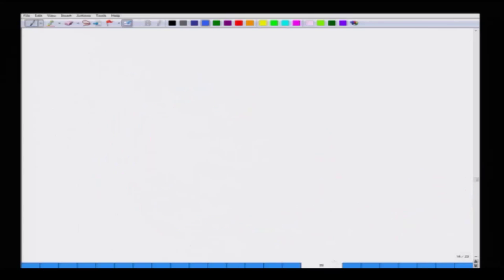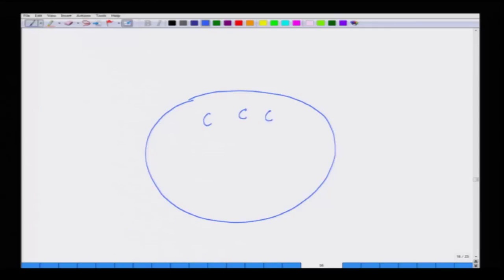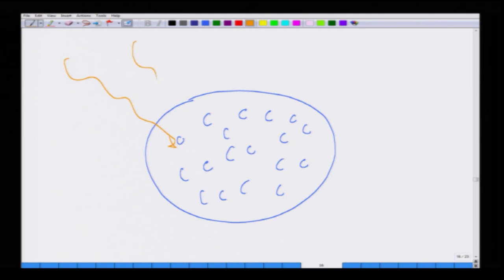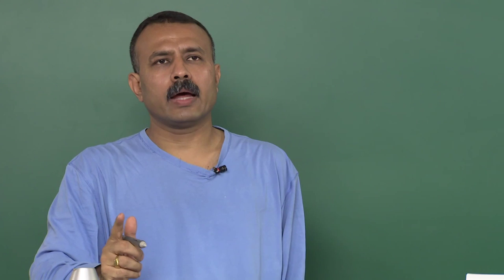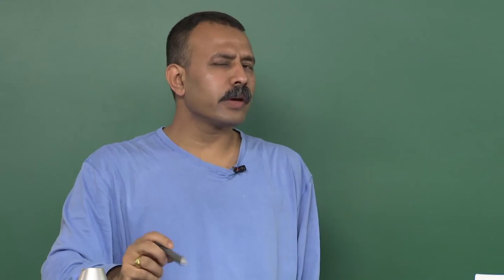Now let's imagine a situation. Suppose this is a part of the leaf, and there are a lot of chlorophyll molecules. So these C's stand for the chlorophyll molecules. When the light falls here, does all of them simultaneously start ejecting electrons and get activated? It has been observed that the story is really not like that.